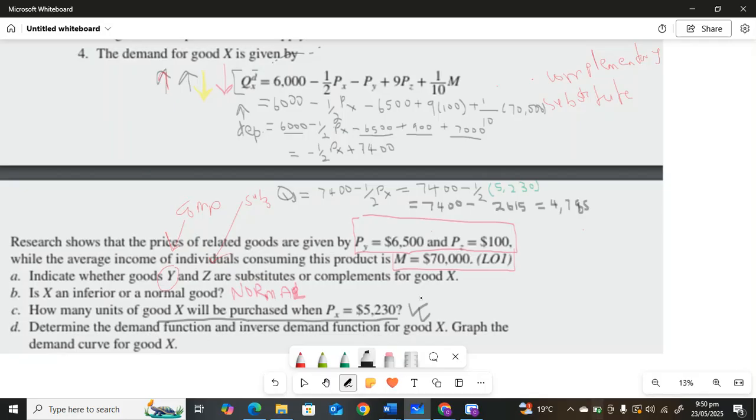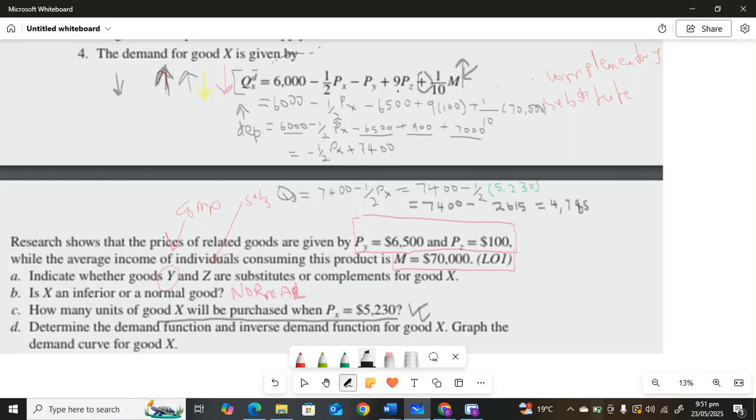Yes, because of this. Have you seen this plus sign in front of this M? M represents income. This plus sign implies that when your income increases, you buy more of good X, so your quantity demanded for good X also increases. So that implies a normal good. A negative sign would mean an inferior good, meaning if your income increases and you buy less of that good, that's inferior.